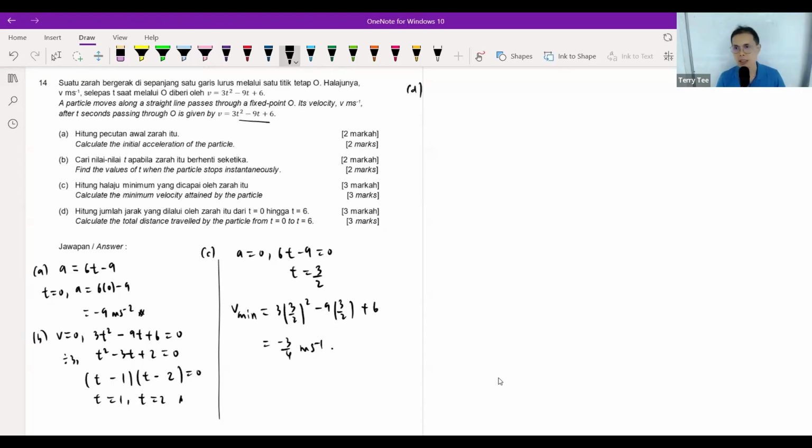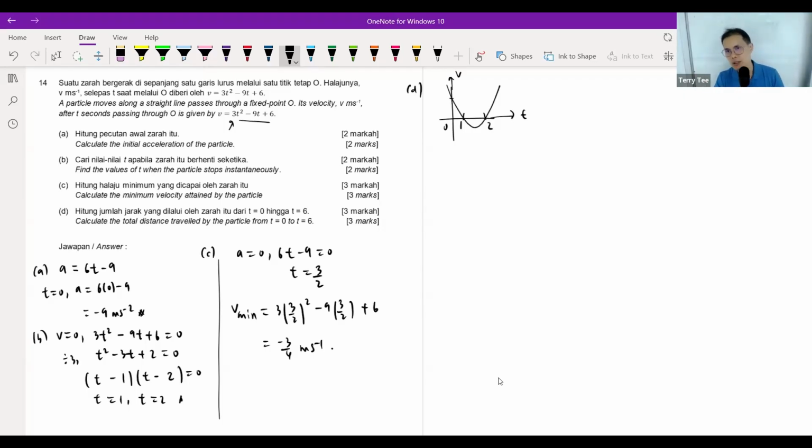Okay, for this question, I think it's better to do a sketch. We do a proper sketch of the graph. It doesn't have to be perfect, but just a sketch like this, a velocity-time graph. Okay, you know that the particle stops instantaneously at 1 and 2. By the way, I know it's a minimum curve because the coefficient of t squared, a is 3, which is more than 0, positive.